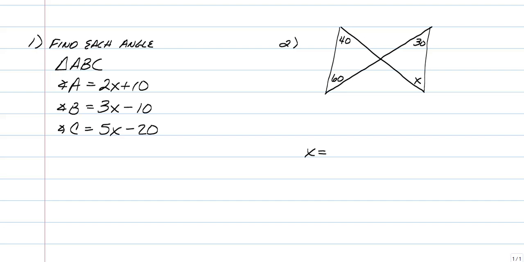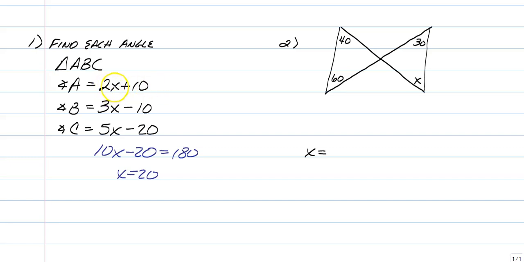So this is an find-each-angle type of problem, which means we know all three have to add up to 180 degrees. It's the triangle sum theorem. So all we have to do is add these up. So we have 10x minus 20, and we set that equal to 180 degrees. Solve for x, we're going to get x is equal to 20. Once you solve for x and know that x is equal to 20, the problem says find each angle. So all you have to do is substitute 20 in for each x and solve.